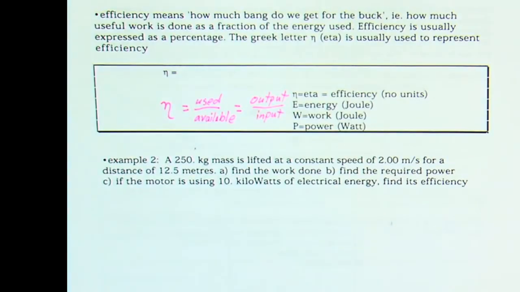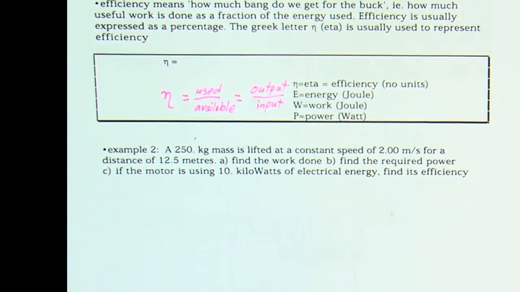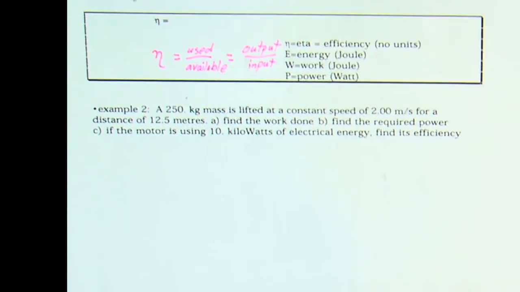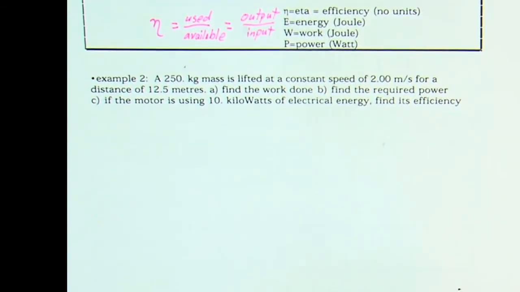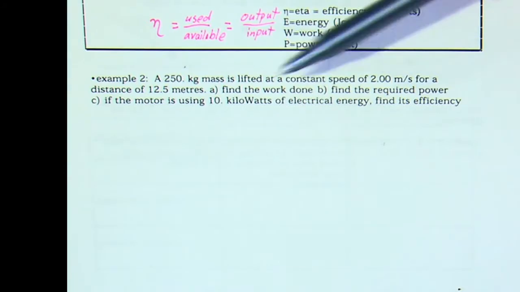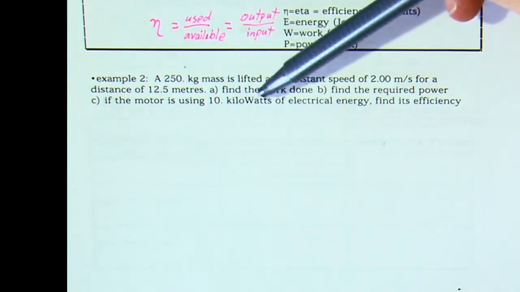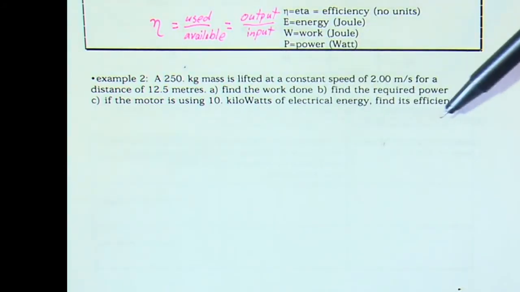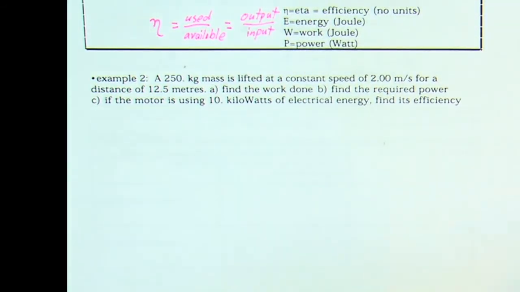So let's do an example that uses all of this. We have a 250 kilogram mass lifted at a constant speed of 2 meters per second for a distance of 12.5 meters. We want to find a few things. We want to find the work done. We want to find the required power. And if the motor is using 10 kilowatts of electrical energy, we want to find the efficiency. So we're going to put all of these concepts together here, hopefully in a way that makes sense.